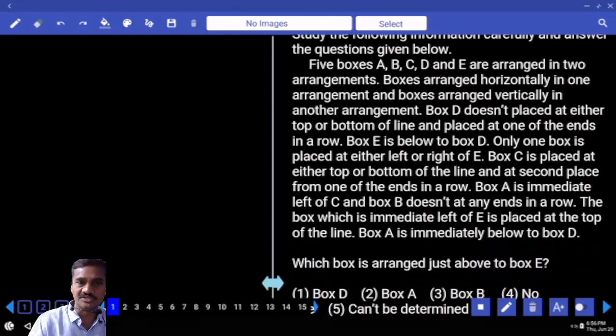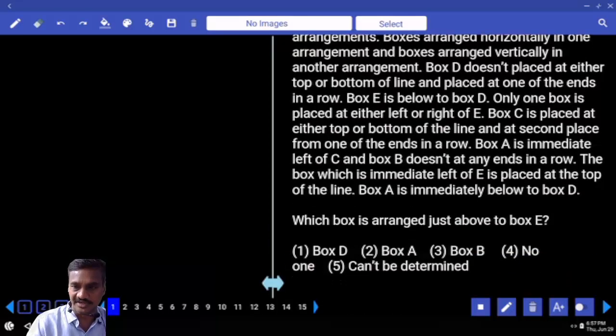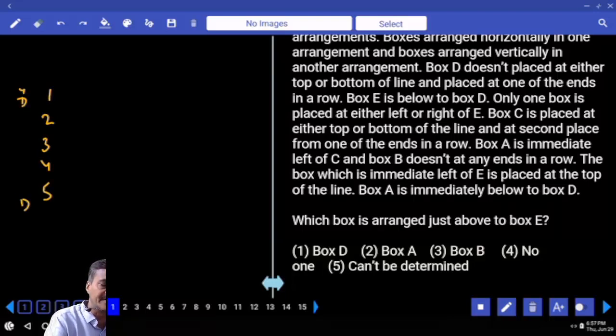There are 5 boxes A, B, C, D and E. They are arranged in 2 different arrangements: boxes arranged horizontally in one arrangement and boxes arranged vertically in another arrangement. Now D does not place at either top or the bottom. Out of these 5, D cannot be at the first place or at the 5th place. And E is below D.